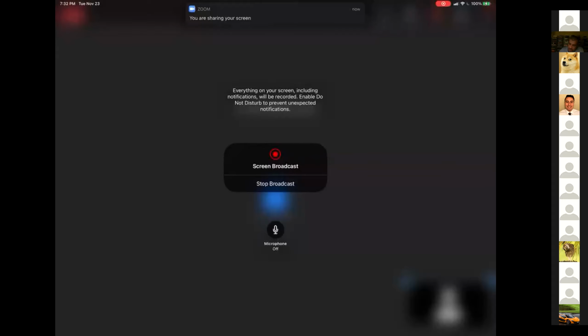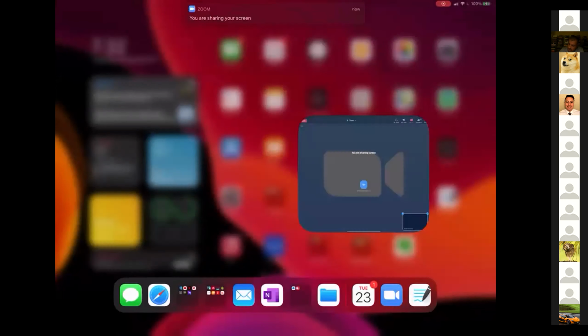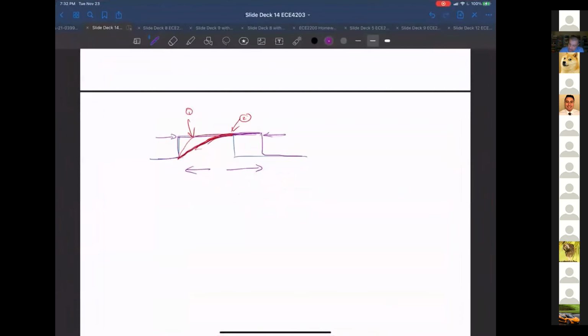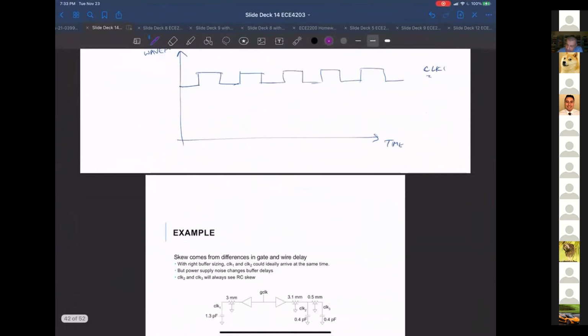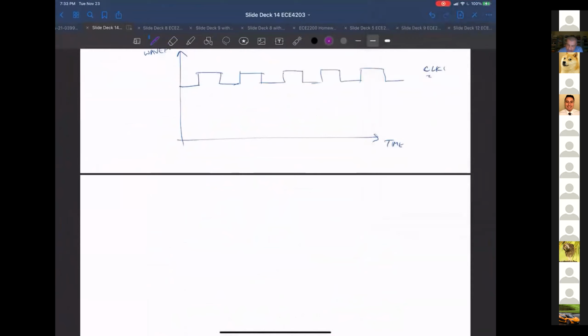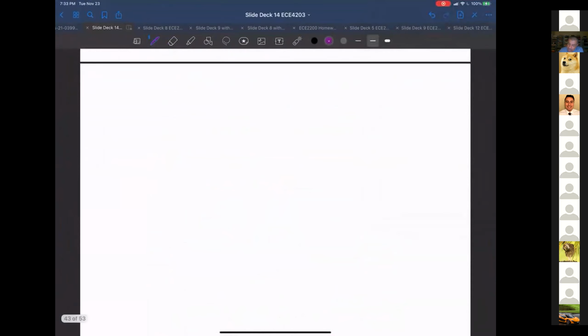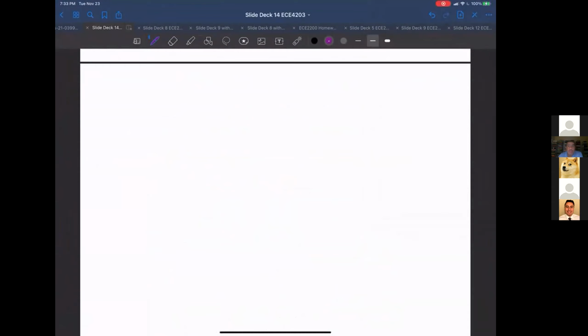I'll beat this to death, because if I don't, one of you is going to make this mistake like I did in the real world and be somewhat embarrassed. Okay, so Clayton mentioned, or we were just talking about, frequency versus data rate. Is that the same?